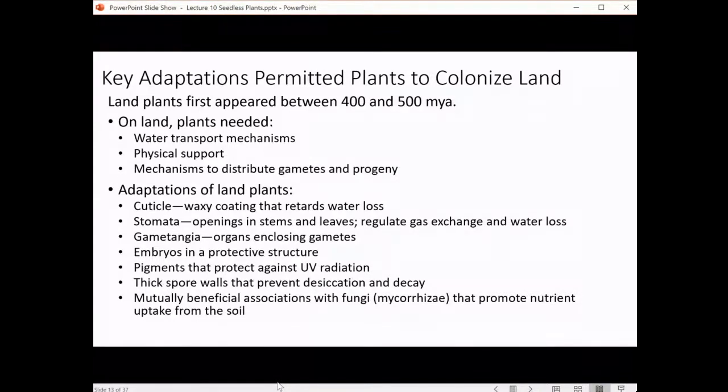There's a lot that had to happen for these plants to be able to move out of the ocean and onto land. If you're going to exist and survive on land, water really becomes the first thing and probably the greatest thing that you need to be concerned about. So you need to evolve ways to transport water to where you need it, because you're no longer living in water. Since you're not in water, you also have to be able to support your own mass. So you have to have physical support.